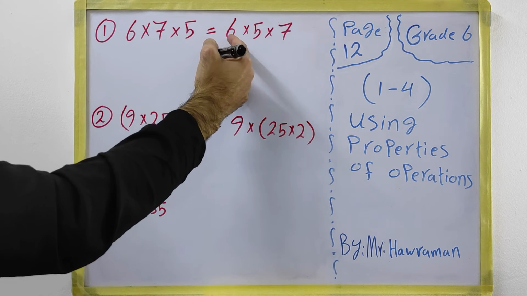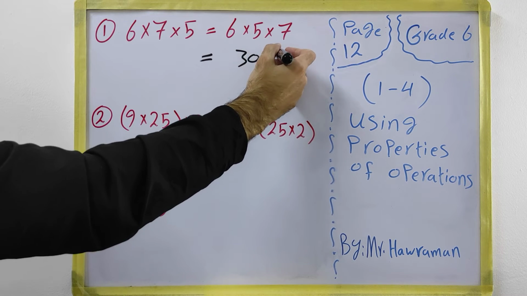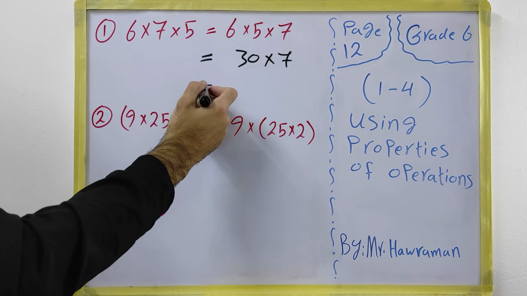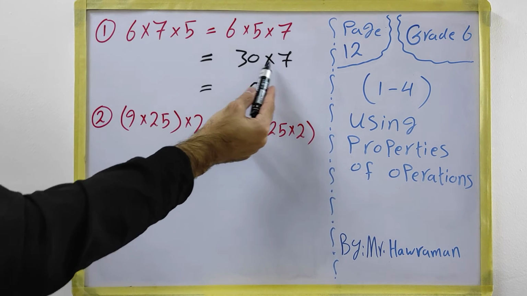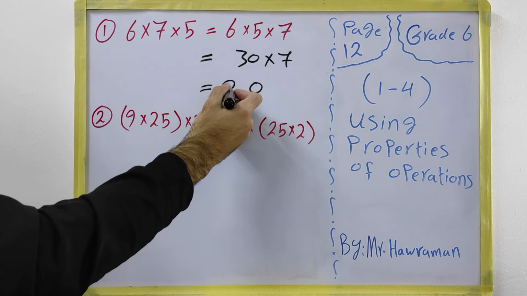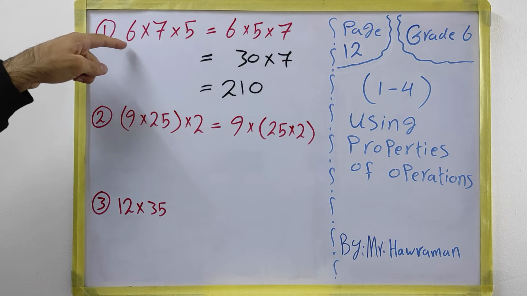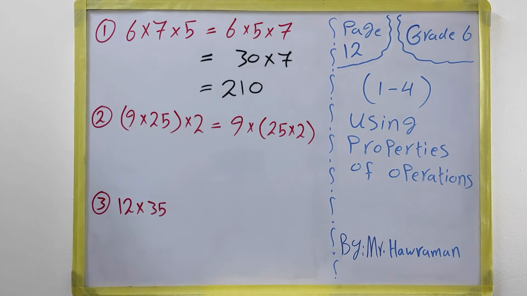We do this one: 6 multiply 5, 30, multiply 7. This way was easier because we have 30, which at the end has 0. Whenever we have 0 at the end in multiplication, we can put it aside and multiply the other numbers: 7 multiply 3, 21. If you multiply in this way, 6 multiply 7 and multiply 5, still you will get the same answer. This is the commutative property, that you can change the places.